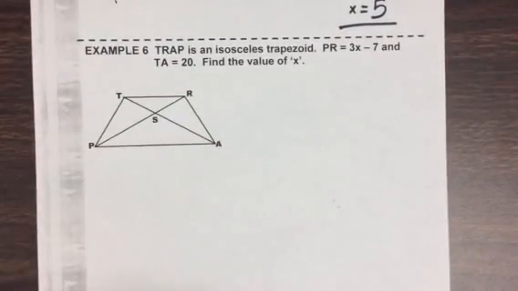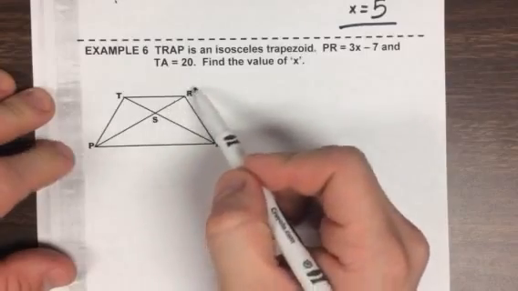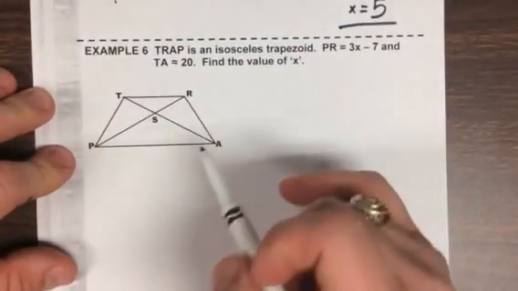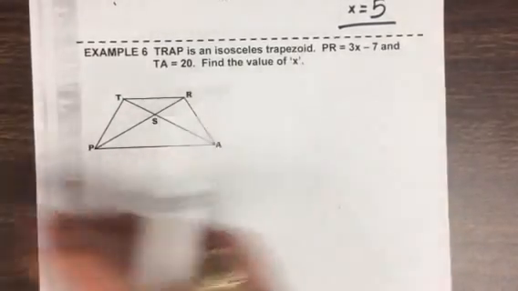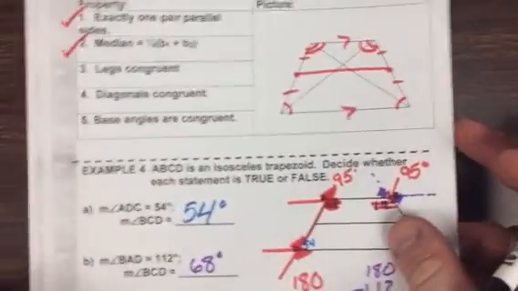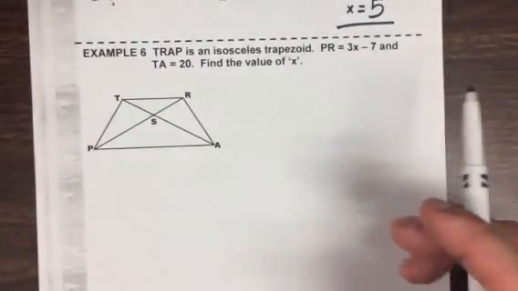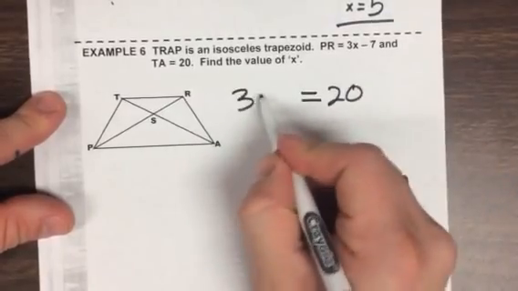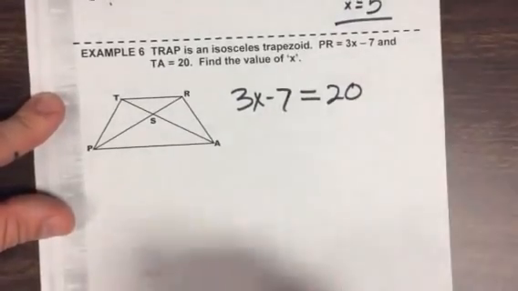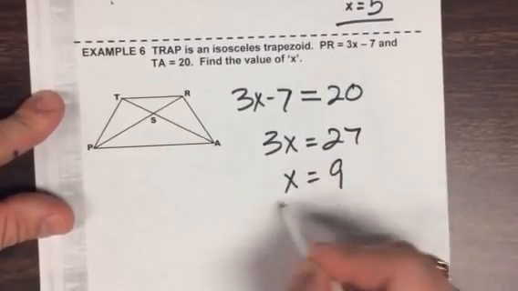Looking on at example number 6. TRAP is an isosceles trapezoid. PR is 3x minus 7. And TA is 20. Well, we know from our properties a couple minutes ago that diagonals are congruent. So since the diagonals are congruent, that's an easy way for us to say that they equal each other. So 3x minus 7 equals 20, or 3x equals 27, so x must be 9.